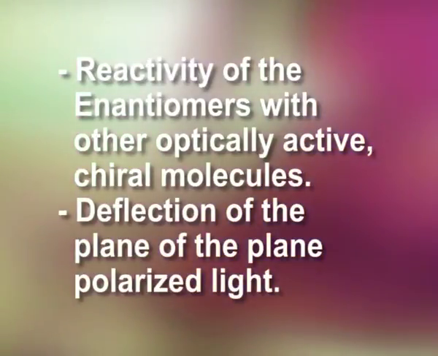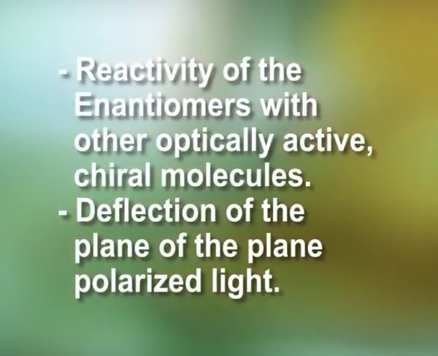However, the difference in the properties of the two enantiomeric forms is observed in two different ways. What can they be? First is the reactivity of the enantiomers with other optically active chiral molecules, and another one is the deflection of the plane polarized light. The reactivity of the optically active enantiomeric form of the molecule with another optically active compound differs.